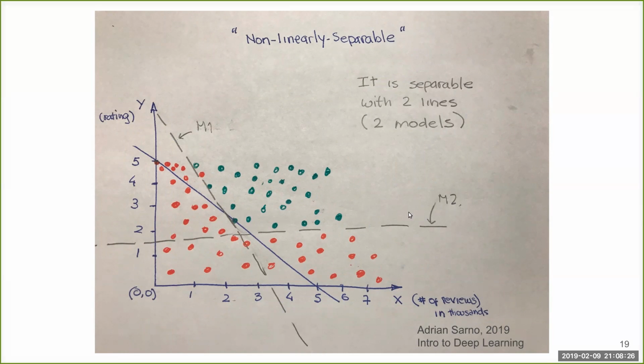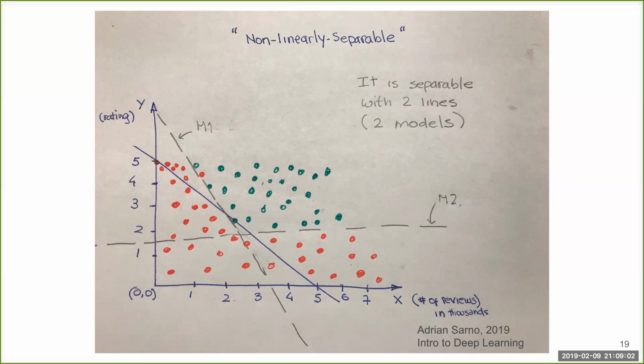1, 2, 3, and 4. Each line in isolation makes some errors, but in combination, the 2 lines separate the classes without error. So note that all the green points are in the region that is above both lines. Note that this is equivalent to saying that the green points are in the region that is above line M1 and above line M2.